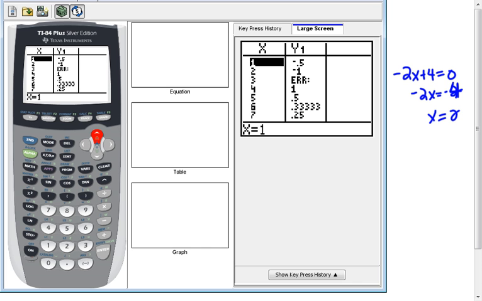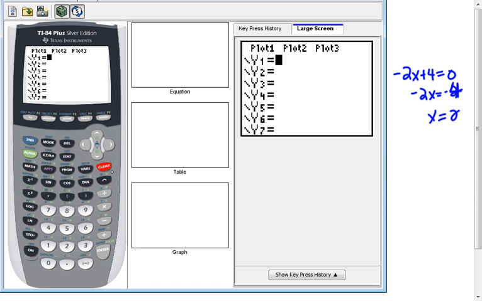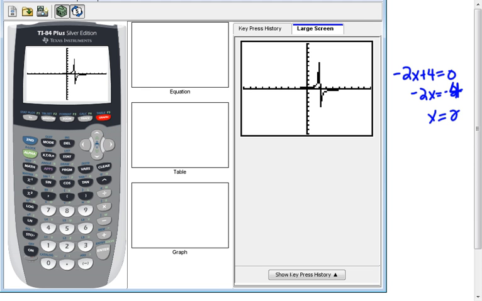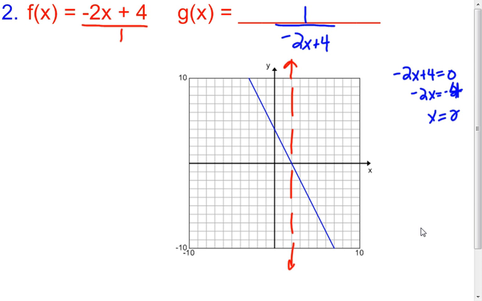So I will plot the function y equals 1 divided by the quantity negative 2x plus 4. Hit graph, and of course you can see that vertical asymptote at 2. And then you can also see a horizontal asymptote at 0. If you go and look at your table, your points will be getting closer and closer to 0, but never touching 0. So you have a horizontal asymptote at 0 here.